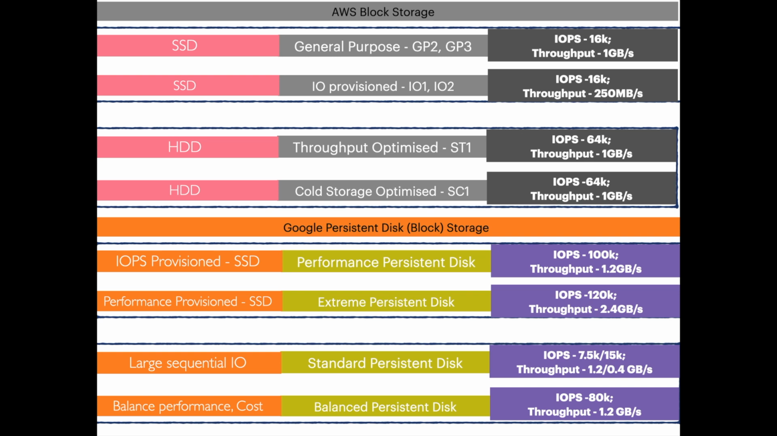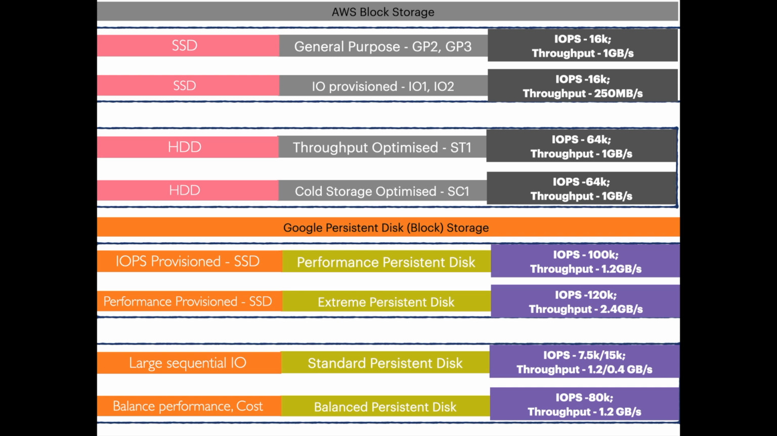In terms of HDD, in AWS we have the Throughput Optimized option, which offers IOPS up to 64K, and throughput goes up to 1 GB per second. In the cold storage option, the IOPS are pretty much the same, and the throughput also ranges the same.